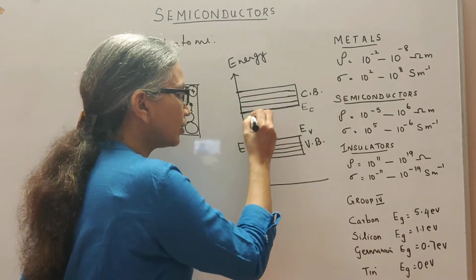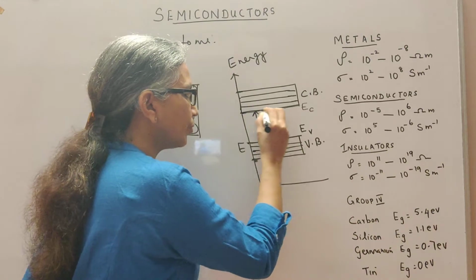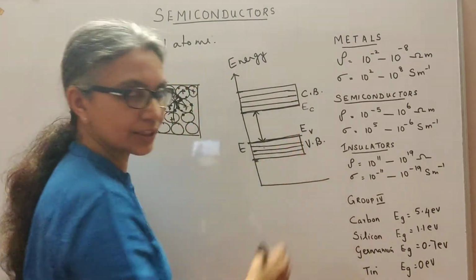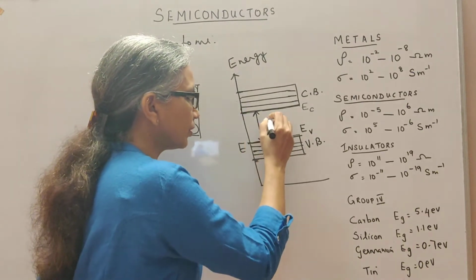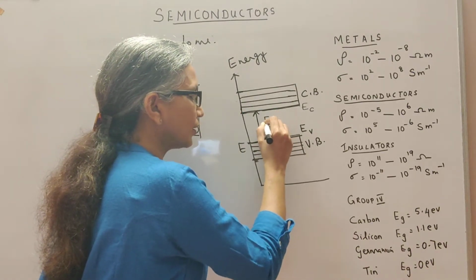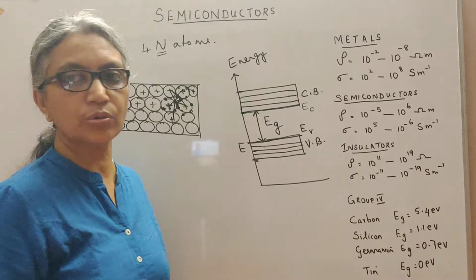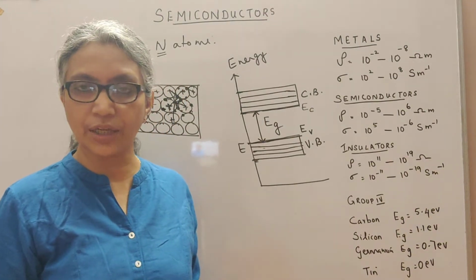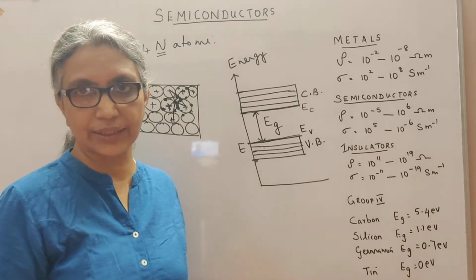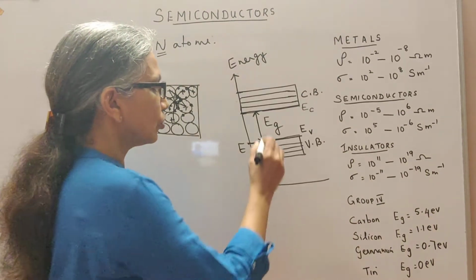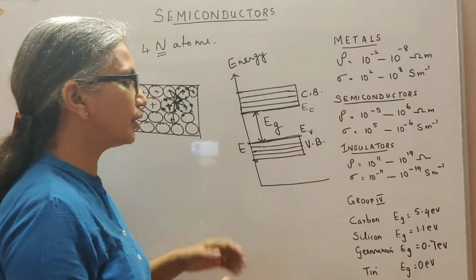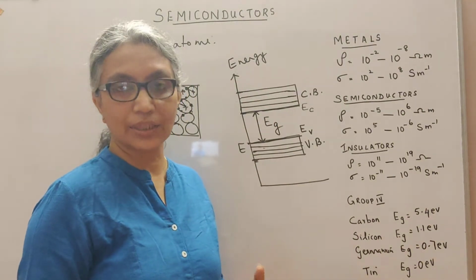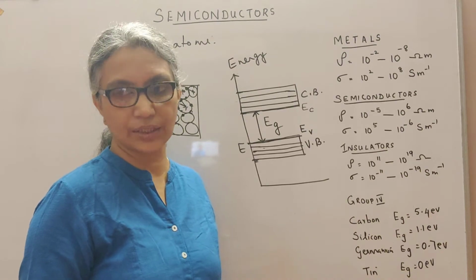Now you will see that there is a difference between the lowermost level of the conduction band and the uppermost energy level of the valence band, and that difference in energy is what you call EG, referred to as the forbidden energy gap, sometimes simply the energy gap, or sometimes the band gap. They all mean the same thing. This energy gap will determine whether a material is a good conductor, an insulator, or a semiconductor.